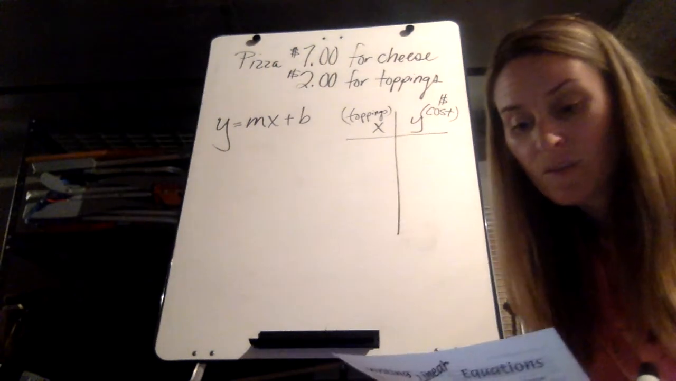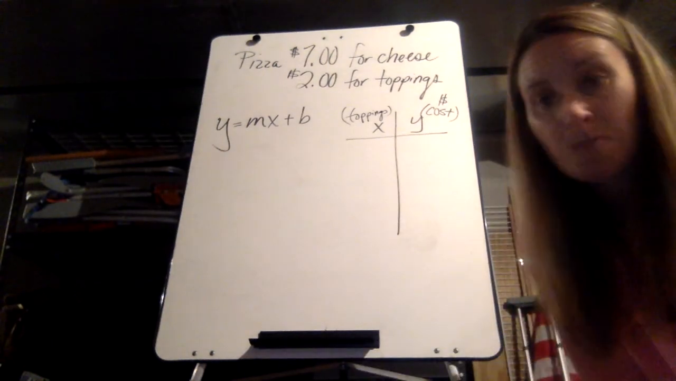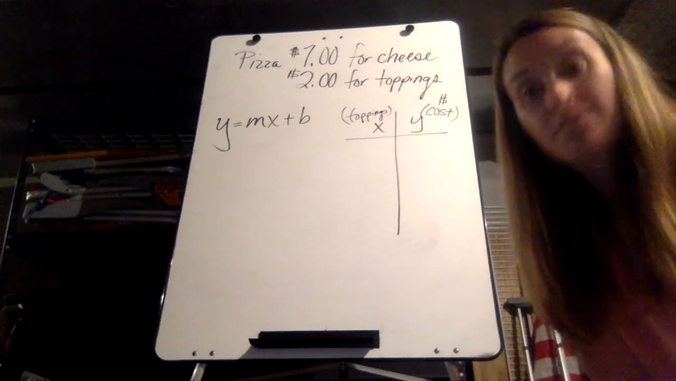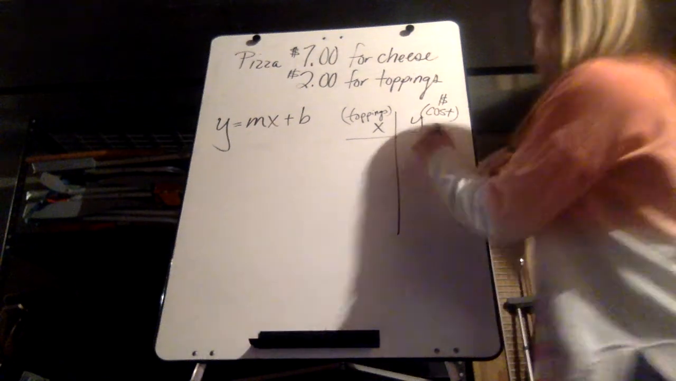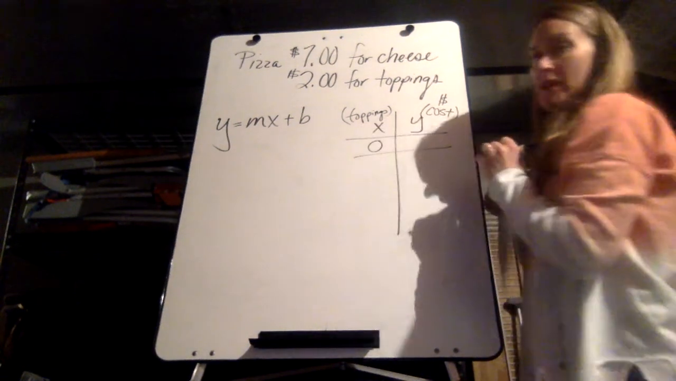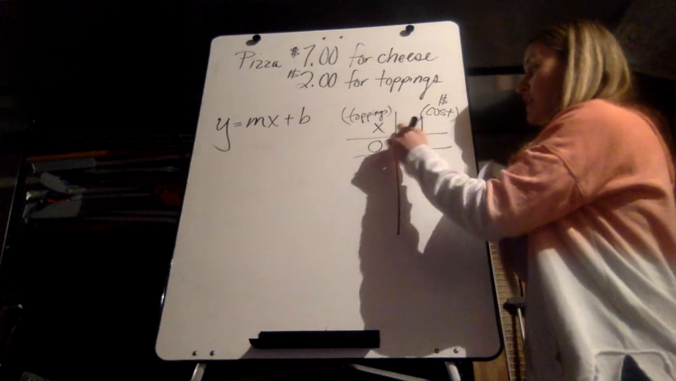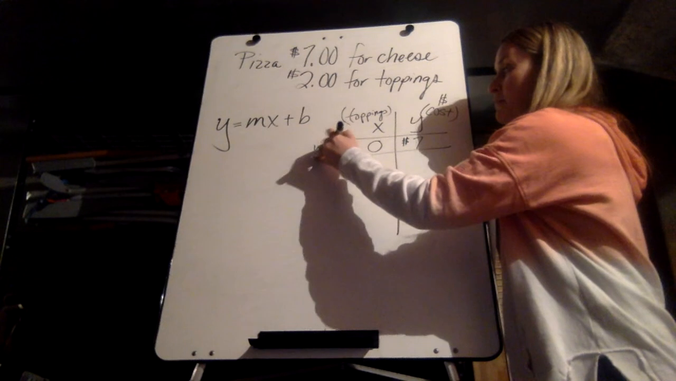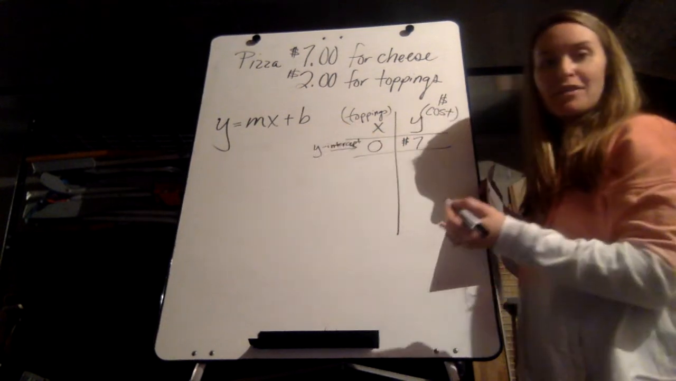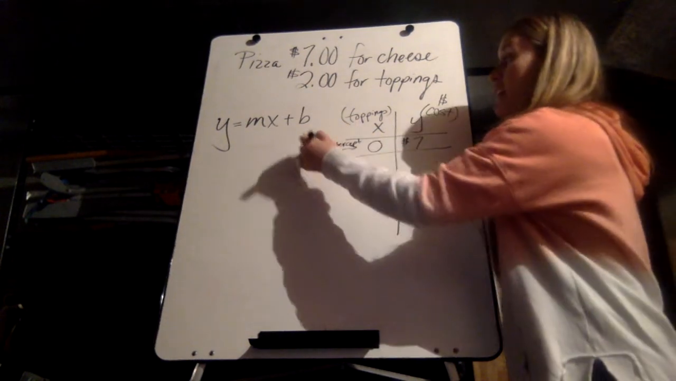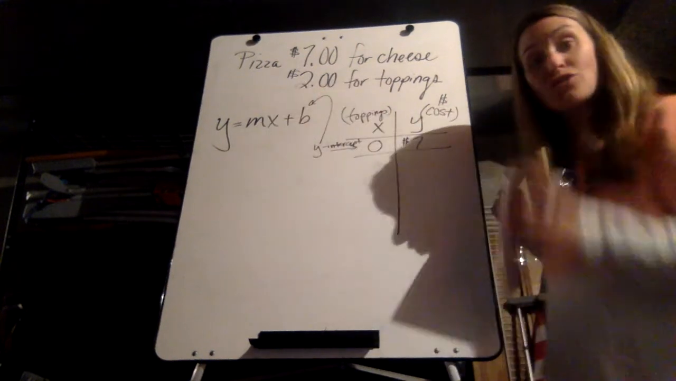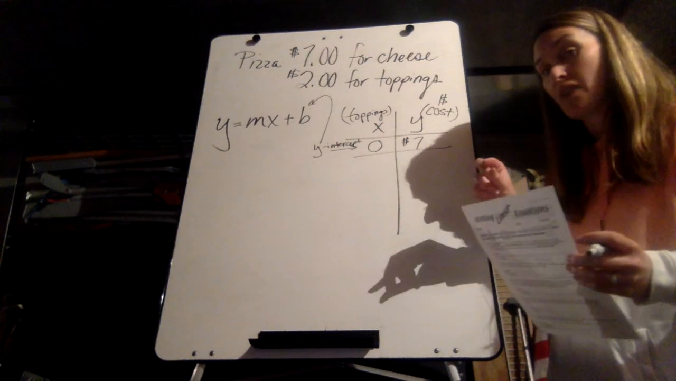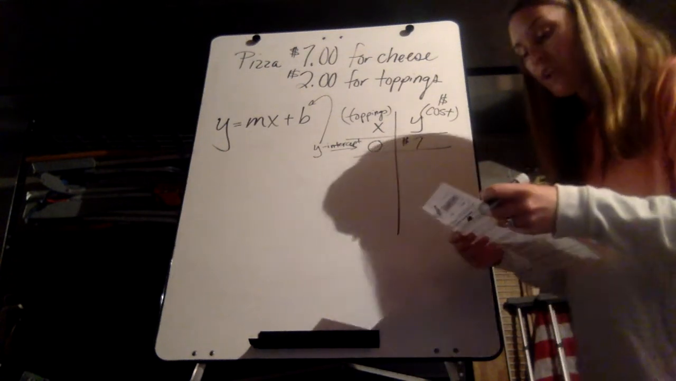One is, what's the beginning price? If you just get a cheese pizza with nothing on it but cheese, what would you start at? The price would be $7. So we're starting with no toppings, just a cheese pizza, and it's $7. Guess what? That is your y-intercept. Remember, your y-intercept is also your b. That's your starting point on your graph, where we're going to start our line.